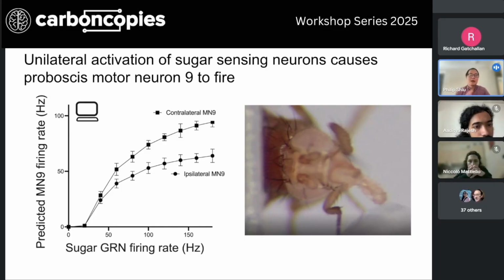So we were really excited that simply activating sugar sensing neurons was sufficient to activate motor neurons controlling the proboscis, and we saw that not only did motor neuron 9 fire, but also a bunch of other proboscis motor neurons. It also immediately explained the reaching behavior. So essentially, just the connectome itself is sufficient to explain how you might get this fairly simple reaching behavior.